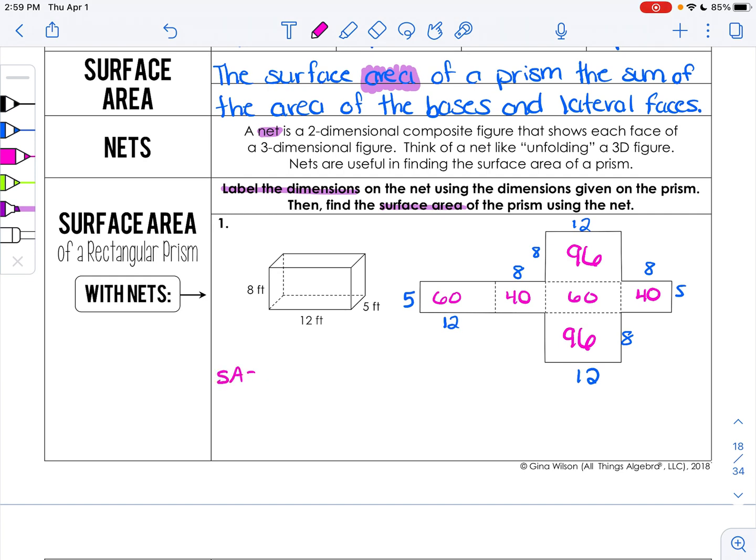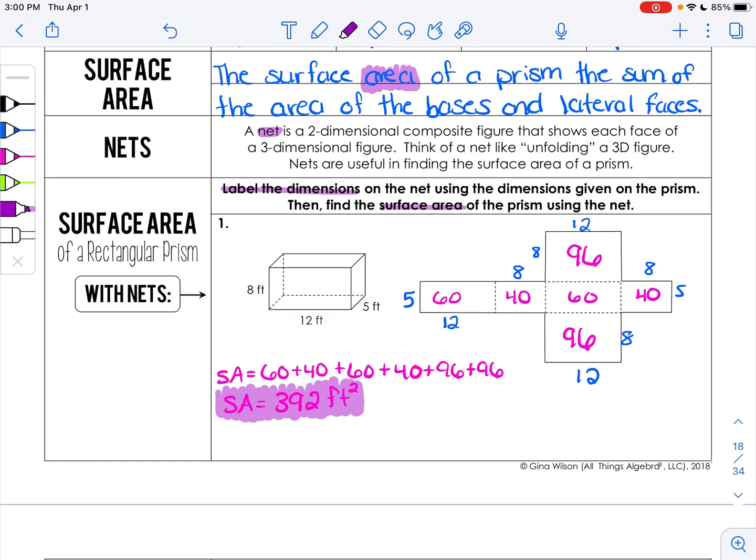So to get the surface area, we're going to say 60 plus 40 plus 60 plus 40. So those are our rectangles in the middle. And the 2 on the end, plus 96 plus 96. So when I add all of those together, I get a total surface area of 392. And our unit is feet. And surface area is just like area. It's going to be feet squared.